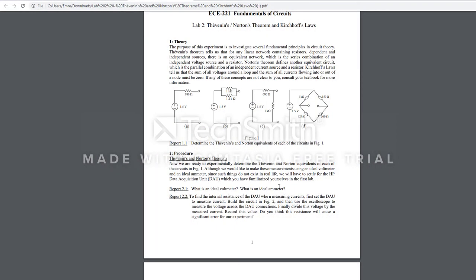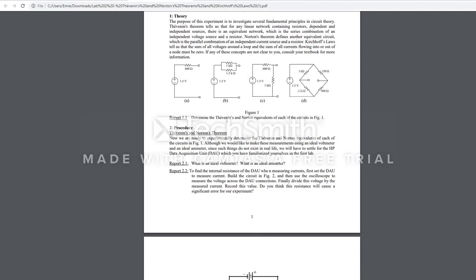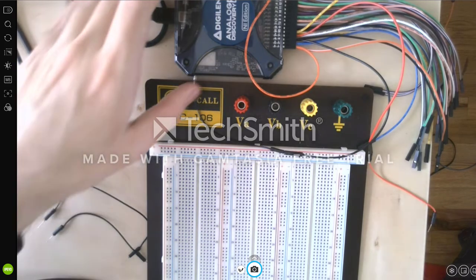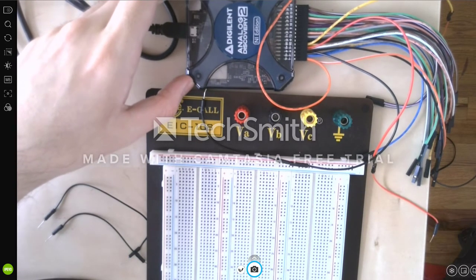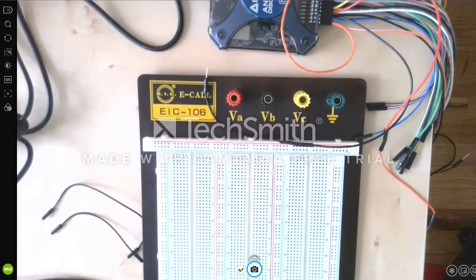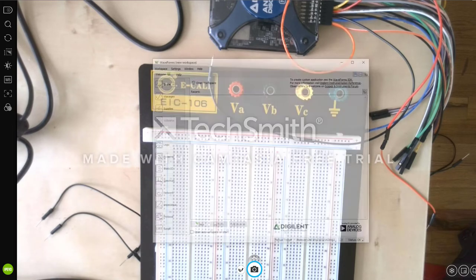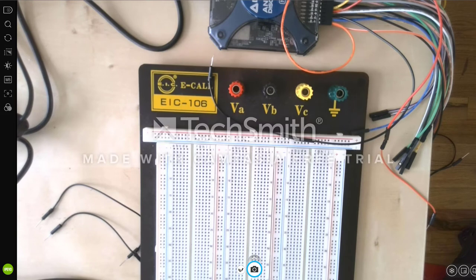Alright, in the first experimental part of Lab 2, we will construct these four circuits and find their Thevenin equivalents. As we introduced last week, we have our Analog Discovery multi-instrument device and our breadboard to construct the circuits and take measurements with the waveform software.